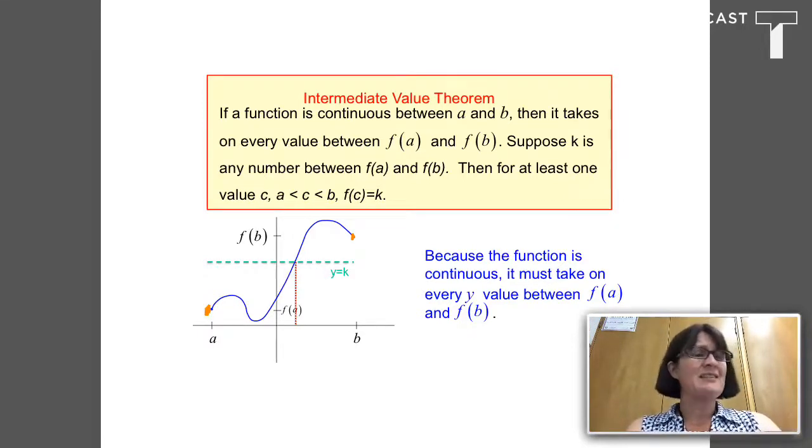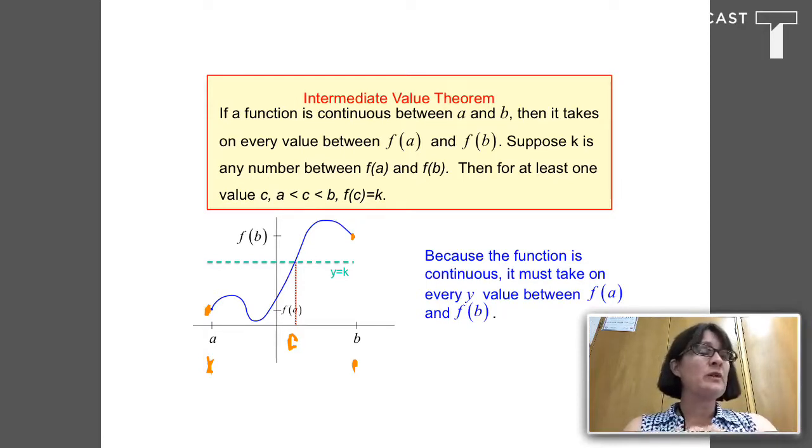So we can read that second sentence there too to help us understand. If k is some y value, my favorite y value in the whole world, and it's between the two y values I know, then there's going to be at least one x value somewhere between a and b. I'm just going to call it c, that if I plug c into the f function, I get my favorite y value out. So this is an example of what's called an existence theorem.